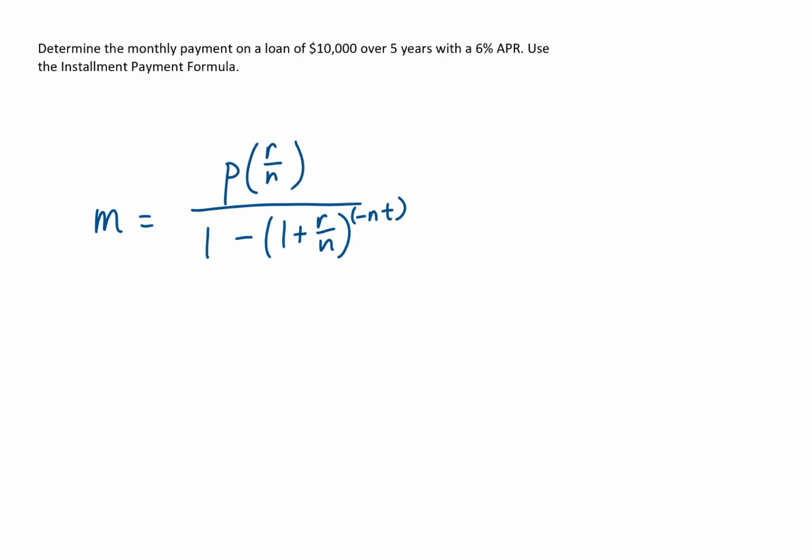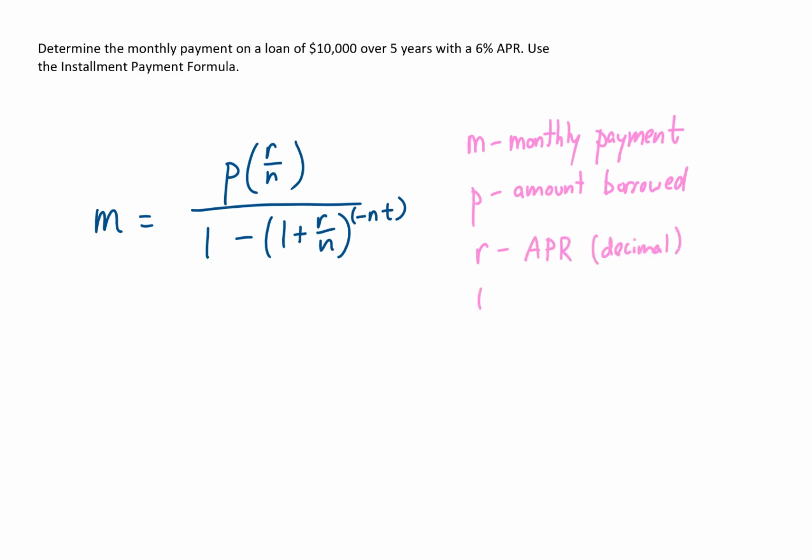Now for this formula, M represents the monthly payment, P is the total amount borrowed, R is the APR interest rate, that of course needs to be written as a decimal, T is the time in years, and N in this case is the number of payments that you're going to make per year. Pretty frequently, our N value is going to be 12 because you're making monthly payments.